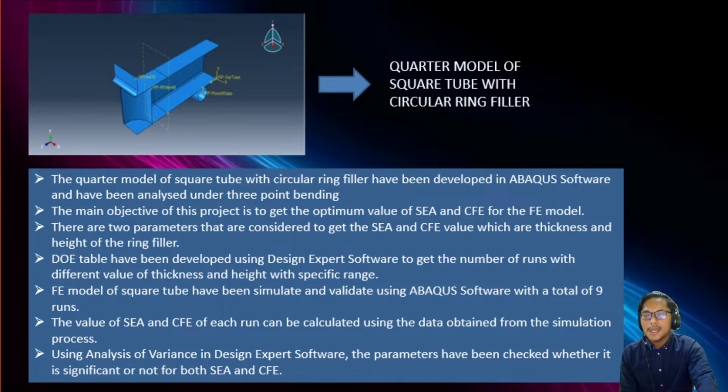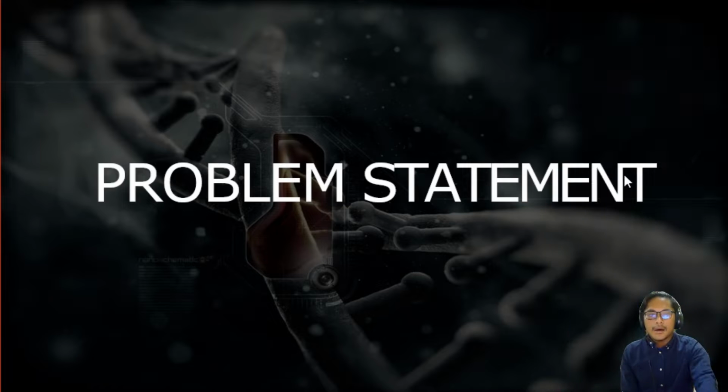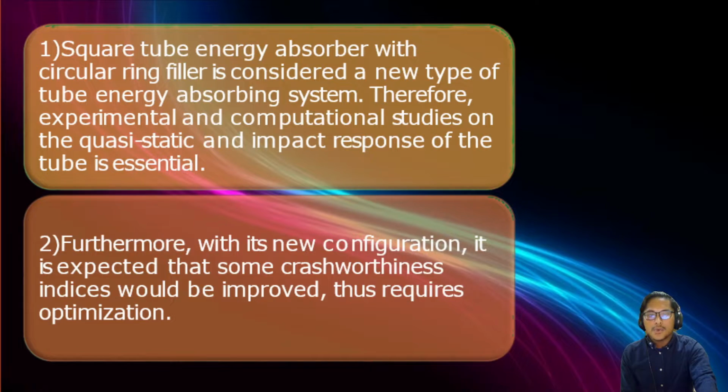Using analysis of variance in Design Expert software, the parameters have been checked whether they are significant or not for both SEA and CFE. There are a few problem statements in this project. First, it is stated that square tube energy absorber with circular ring filler is considered a new type of tube energy absorbing system. Therefore, experimental and computational studies on the quasi-static and impact response of the tube are essential. Second, with its new configuration, it is expected that some crashworthiness indices would be improved, thus requiring optimization.